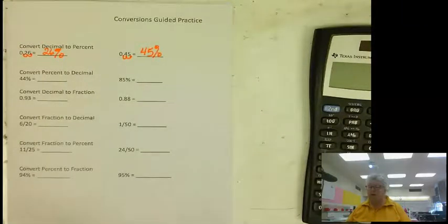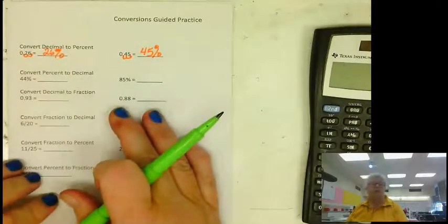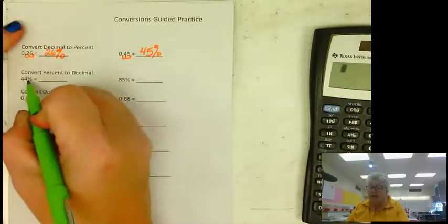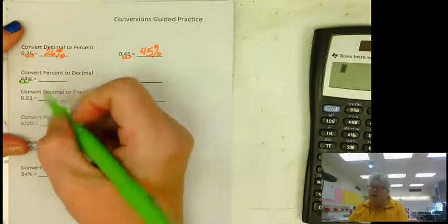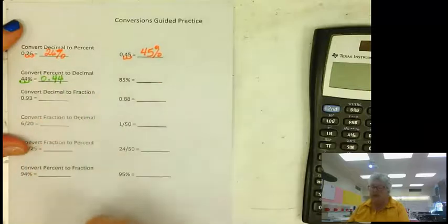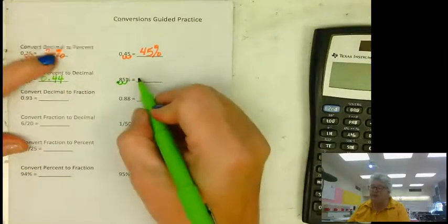So let's now convert the percent to a decimal. We're just doing it the opposite. Go backwards, do it backwards. All right, so we're going to move it. Ready? Move it to the left. We add our decimal there, and there we go. One more time. To the left.